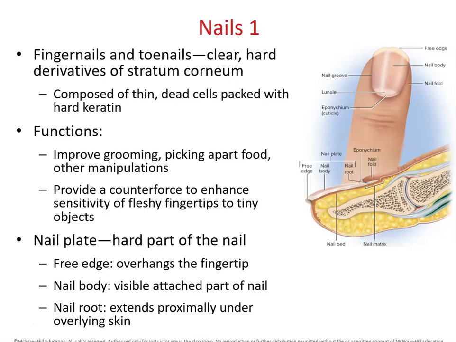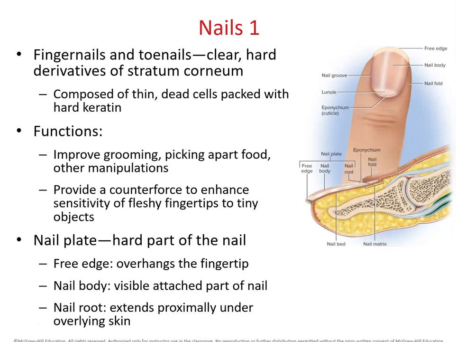Having fingernails allowed early humans to be able to have access to food more easily. They allow us to do fine motor skills at certain points. They're also kind of like a backstop for our fingertips, so they can allow our fingertips to gather more sensory information.